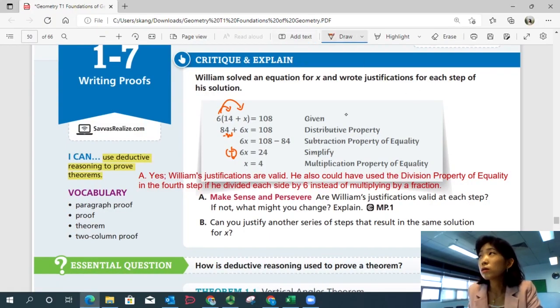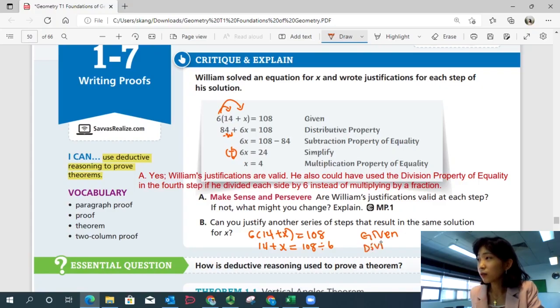So we can try to solve this in different ways, but we're going to start with the given information. 6 times 14 plus x equals 108, and that's given. How could we go next? Instead of using distributive property, what else could we do? What is another way to solve this? You can divide both sides by 6, so that we have 14 plus x here. We have 108 divided by 6.